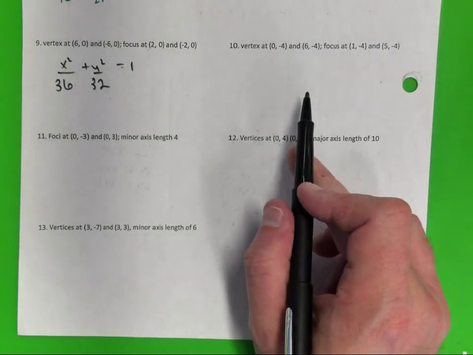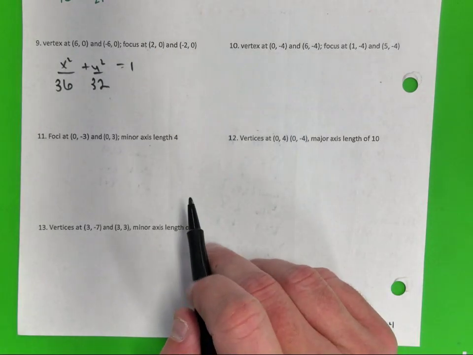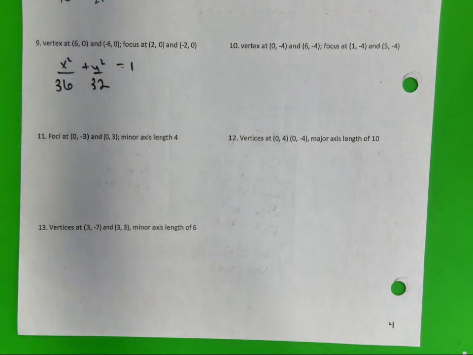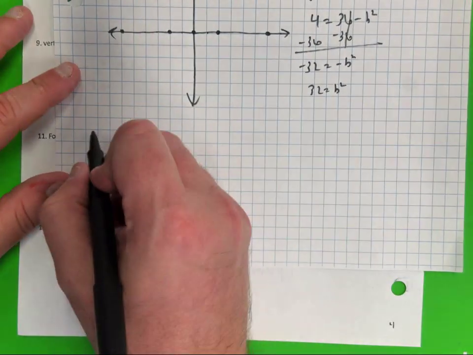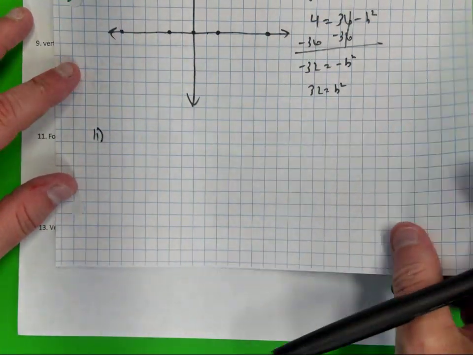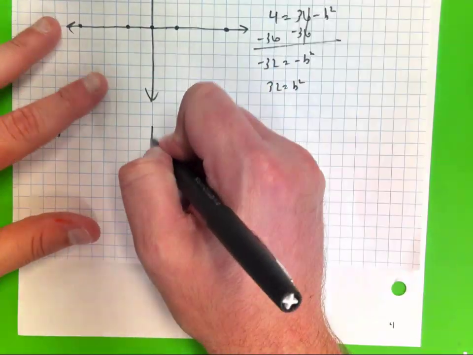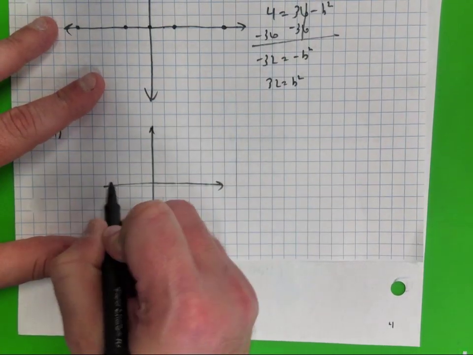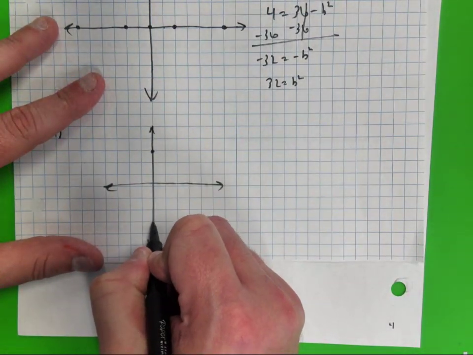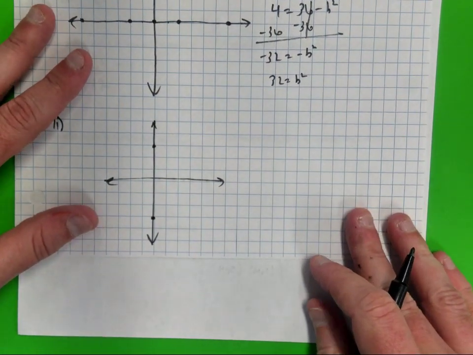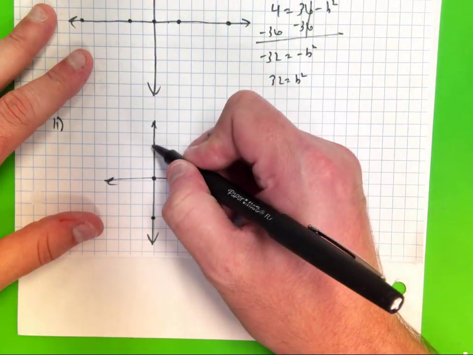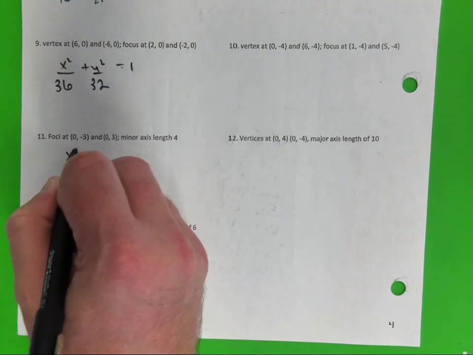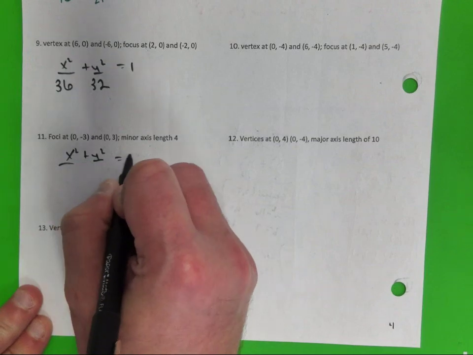We did 10 yesterday, didn't we? Okay, let's look at 11. Since the foci are at 0, -3 and 0, 3, where would the center be at? Because if I moved in, it would be at 0, 0. So I can go on and put x squared plus y squared equals 1.